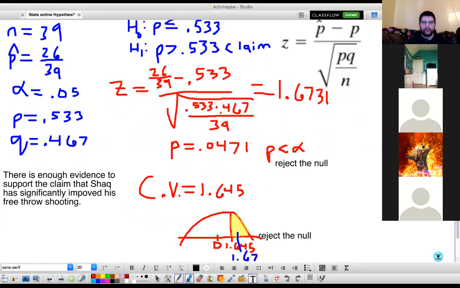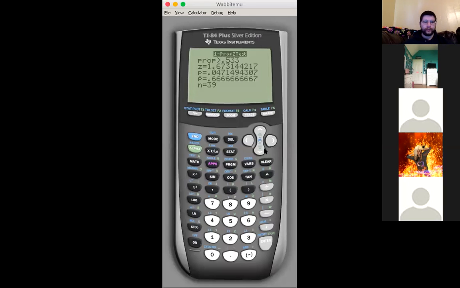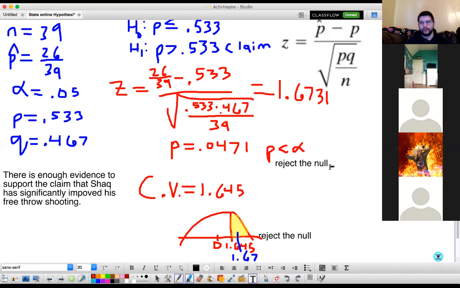I'll take this time while I'm waiting for questions to show you how to find the critical values on the TI calculator, just in case you don't remember. To get to inverse norm on the TI, you go to second vars, number 3 for inverse norm. Type in your area, and it'll look something like that. And we get the 1.645. Okay, seems like no questions, so moving on to the next.